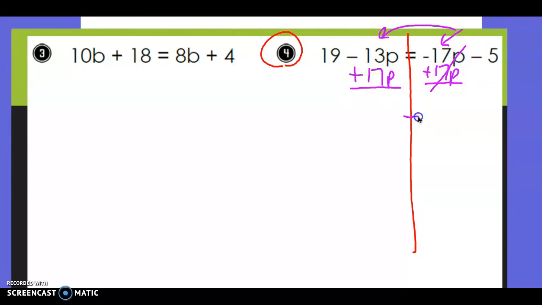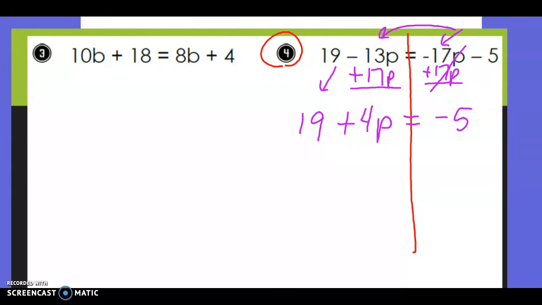The p's on the right cancel. That's what I wanted to happen. I have a negative 5 left over. On the right, now let's be a little careful here. I have to bring my 19 down. And then negative 13p plus 17p will be a positive 4p.